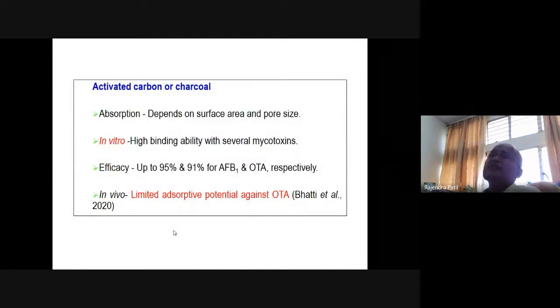Another one is the activated carbon or charcoal strategy. A recent report suggested that in vitro it has good binding ability against several mycotoxins, but in vivo, a recent report by Patil suggested limited absorptive potential against aflatoxin.